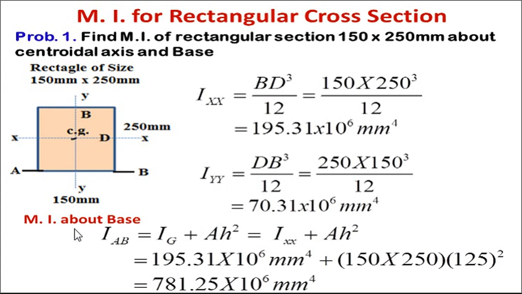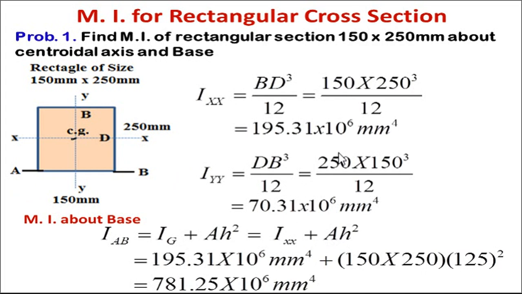Now if you want to calculate MI about the base, you should use the parallel axis theorem. We have seen that MI about any base is taken as MI about the centroidal axis plus A h square, or Ixx plus A h square. The XX axis and EB axis are parallel to each other. That's why you can use the parallel axis theorem. So Ixx plus A h square.